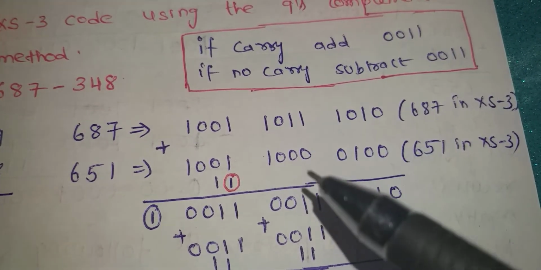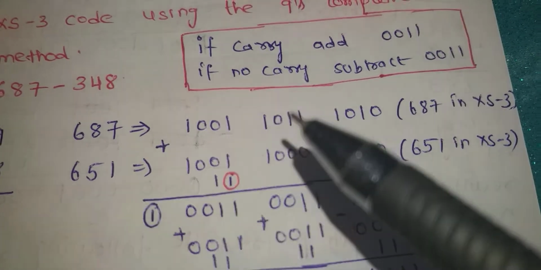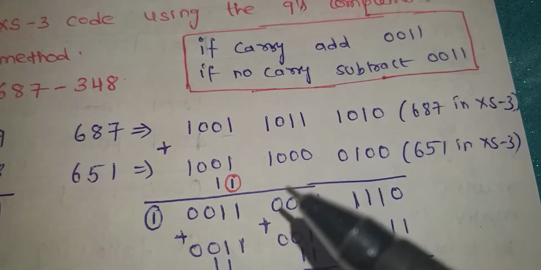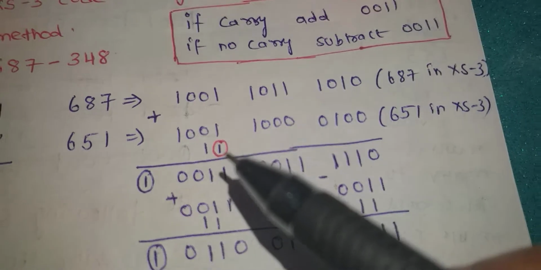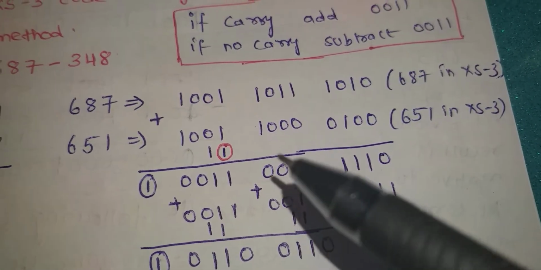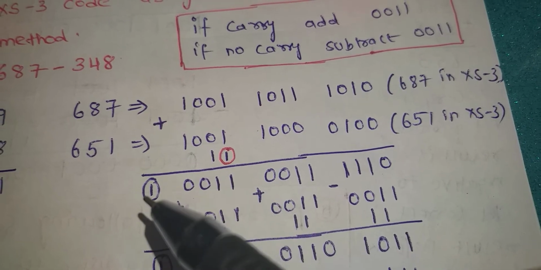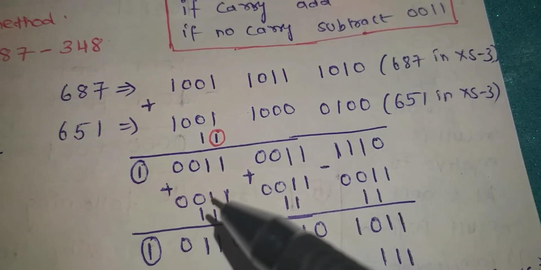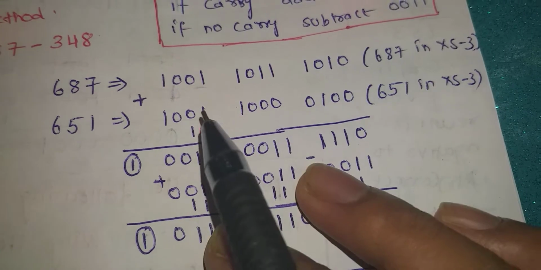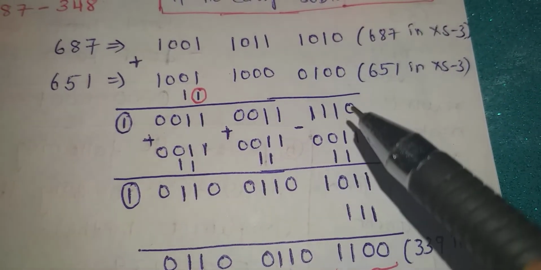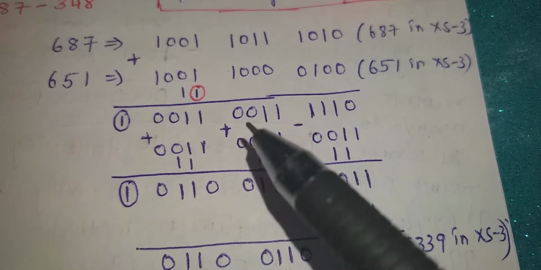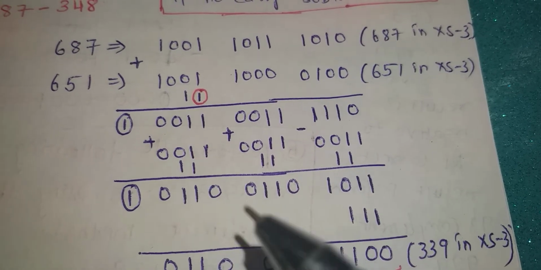Then 1 plus 0 is 1, 1 plus 0 is 1, 0 plus 0 is 0, 1 plus 1, sum 0, carry 1. Since there is a carry here, we have to add 3 here. Then 1 plus 1 plus 1, sum 1, carry 1, then 1 plus 0, sum 0... carry 1. Since carry is generated, we have to add 3 here. In this case we have to perform subtraction, and here we have to perform addition, here we have to perform addition.